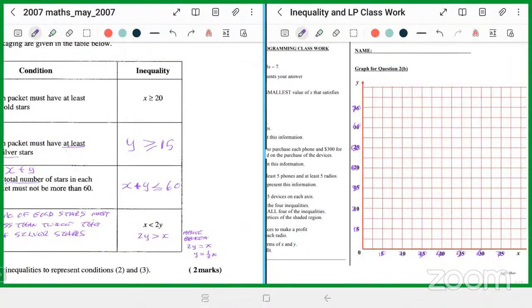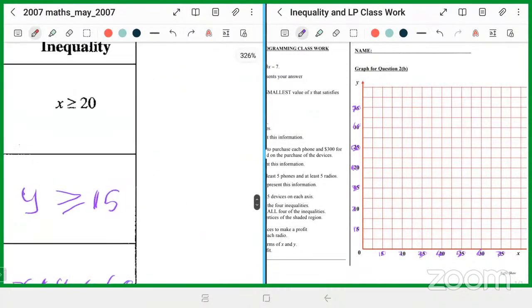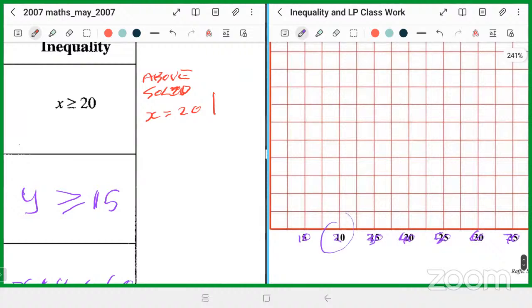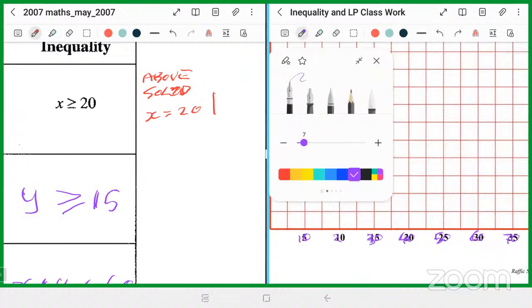So remember now, this one means above, a solid line, and it's x equals 20. You don't have to write this, just say that in your head. So x equals 20 is a vertical line through 20. All right, so 20 here, let's draw it in blue. A vertical line through 20.